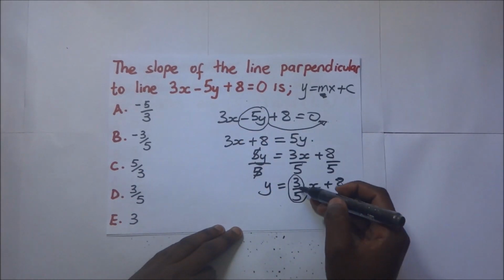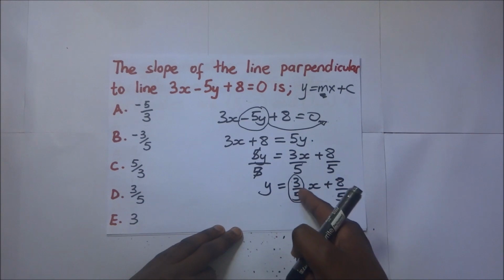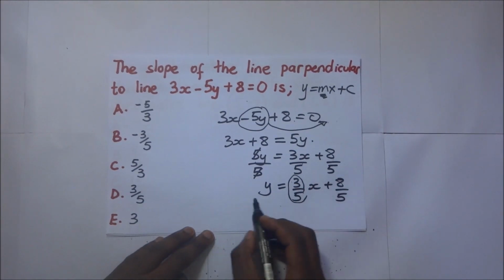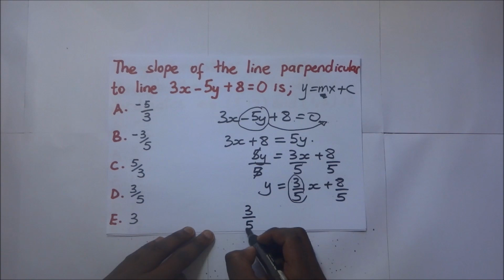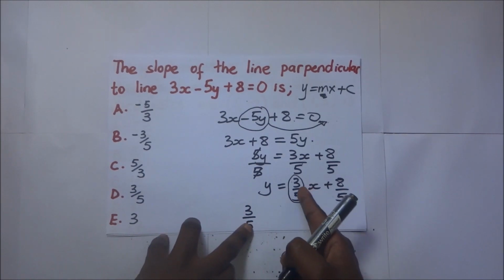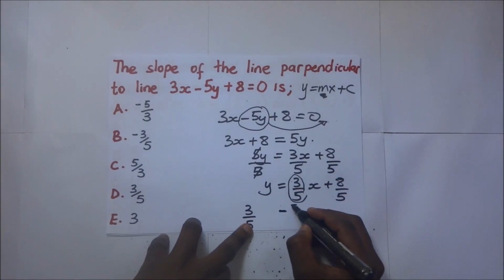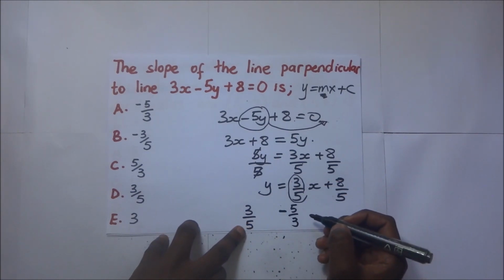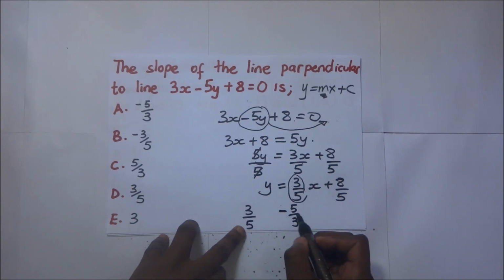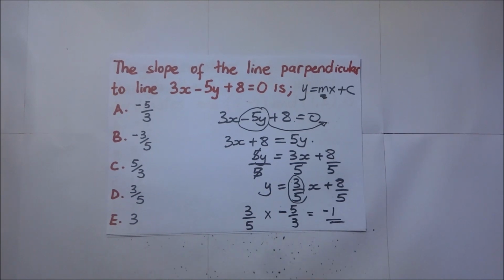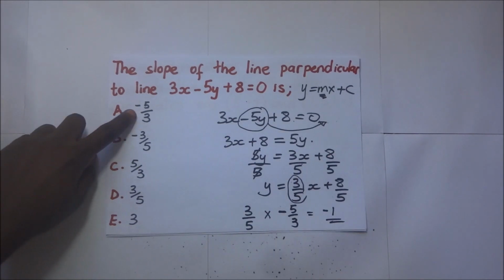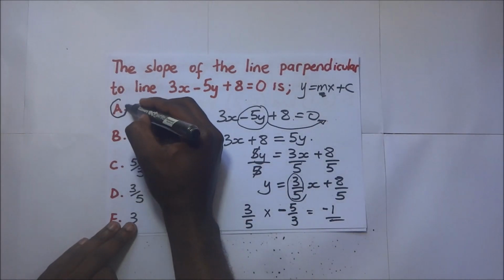Now, a line perpendicular to this means that the gradient is going to be the negative reciprocal of this one. If the gradient of that line is 3 over 5, the gradient of the line perpendicular to this one is going to be the negative reciprocal, so it's going to be -5 over 3. Why? Because when we multiply the gradients of the two lines, they're supposed to give us -1. So the answer here is -5 over 3. This is the gradient of the other perpendicular line we are looking for, and so the answer is A.